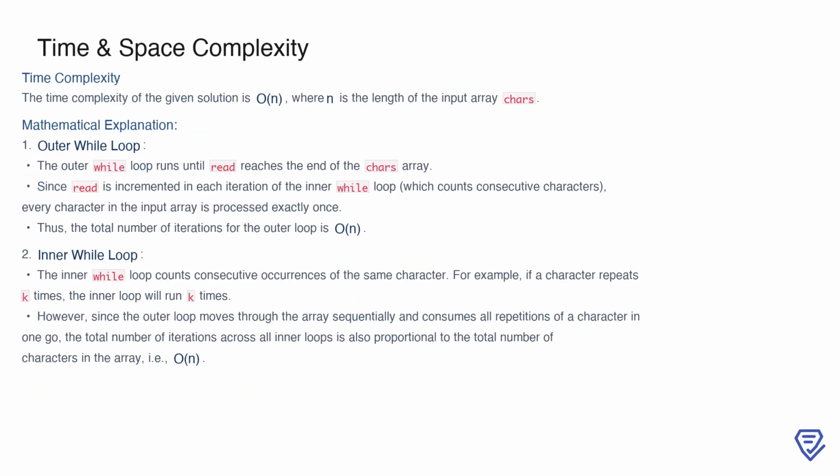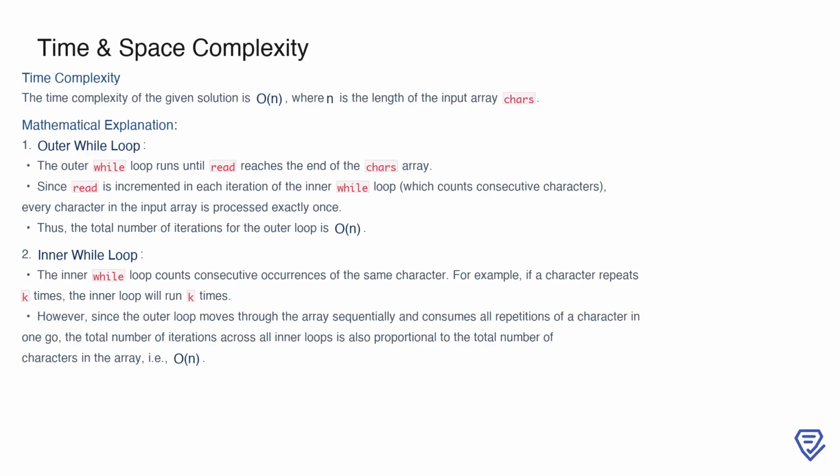The time complexity of the solution is O(n), where n is the length of the input array chars. Let's break this down step by step. First, we consider the outer while loop, which iterates until the read pointer reaches the end of the chars array. Each character is processed exactly once, as the read pointer advances through all characters in the array sequentially. This means the total number of iterations for the outer loop is proportional to the size of the input, or O(n).